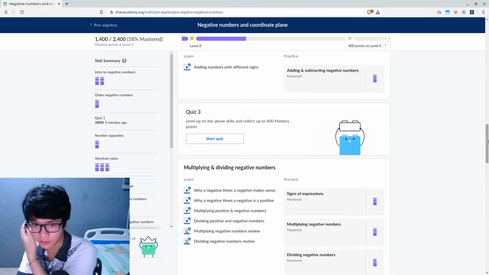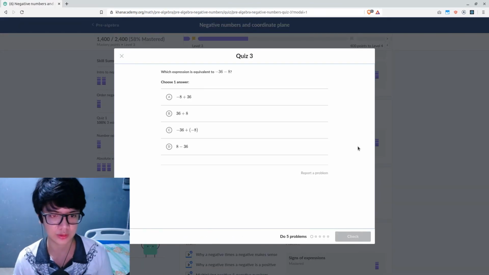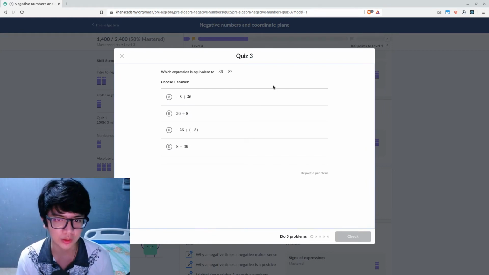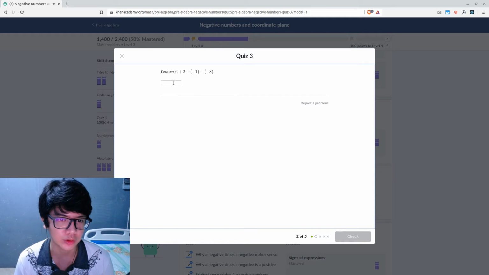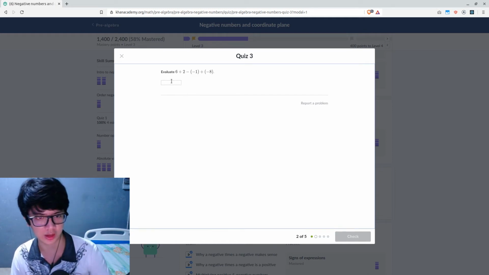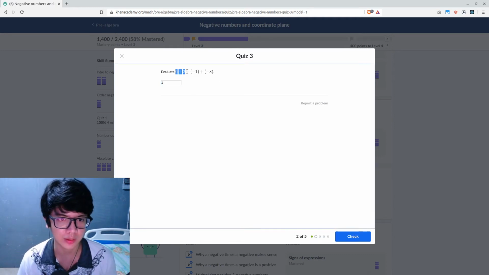Okay, what is this about though? What's this about? Adding, subtracting negative numbers? Okay. Let's see. Which expression is equal to negative 36 minus 8? Oh, okay. Negative 36 plus negative 8. Yeah. Evaluate. Okay, let's do that. It's gonna be 8 and 9 minus 8. It's gonna be 1. Let's be sure. It's gonna be 1. Yeah. Subtract. Wow.